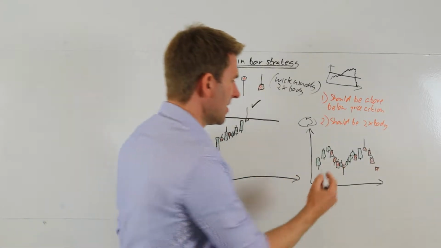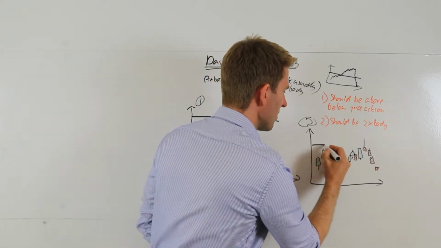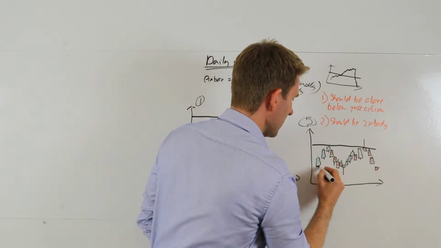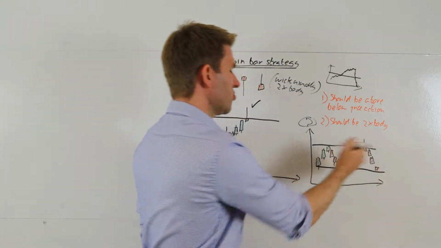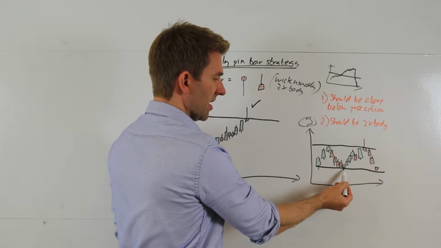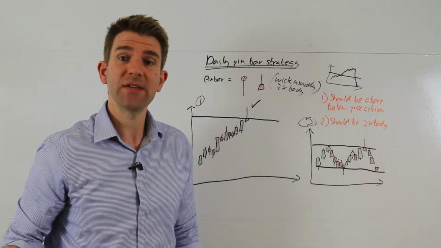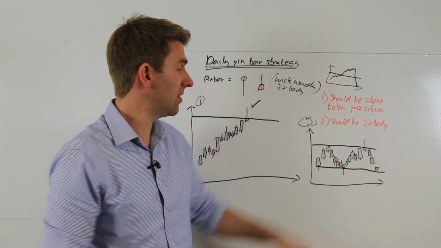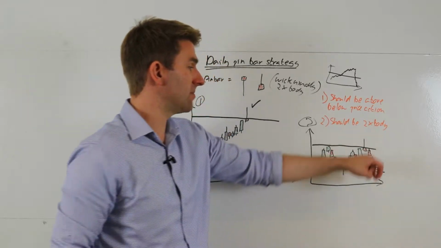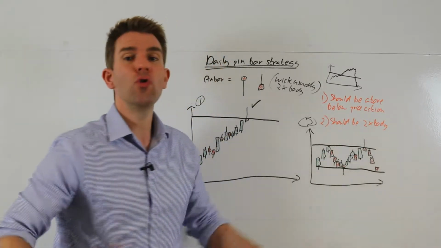Similarly, let's look at this one here. So we're in a range. Let's just draw this range on. So we're in this range now here. Price has been trading in a range. That would be a correct pin bar as well. The wick, or the tail, is twice the size of the body. Same to the upside, twice the size of the body. And it's moving through a fresh level.